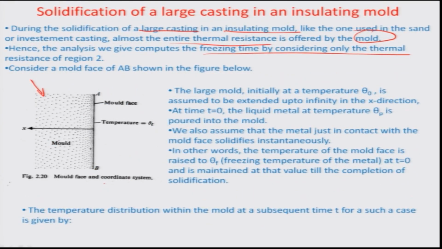So, let us assume some boundaries here. We consider that the mold face AB is, as shown here, held at a temperature theta freezing, where the liquid is getting converted into solid. So, that is called the freezing temperature. The large mold, initially at a temperature theta 0, is assumed to extend all the way up to infinity in the x direction. So, you can assume this mold to be very large dimensionally in comparison to the casting. The casting may only be a very small slab in comparison to the width of this sand mold.